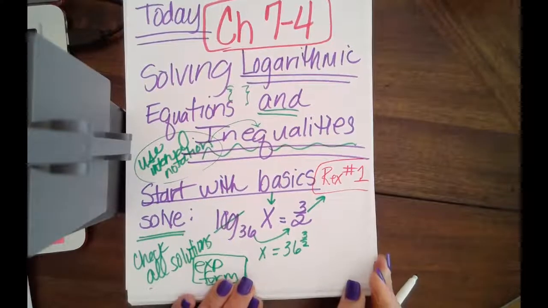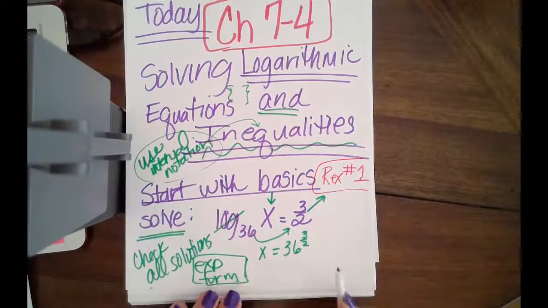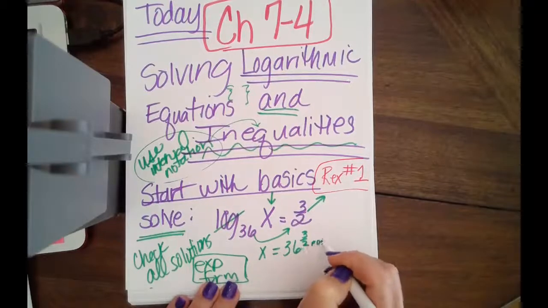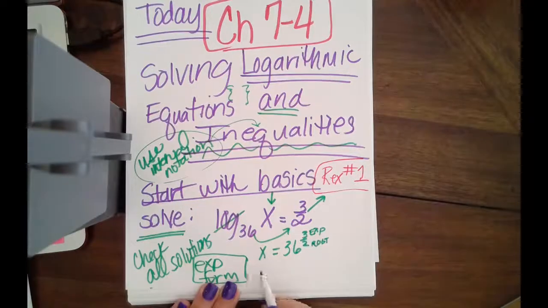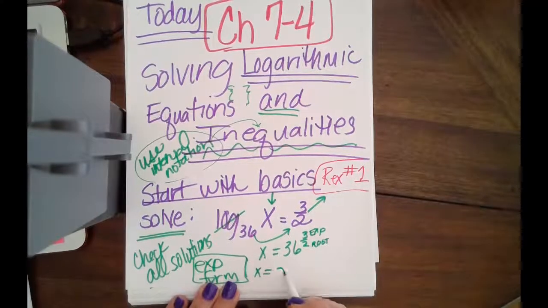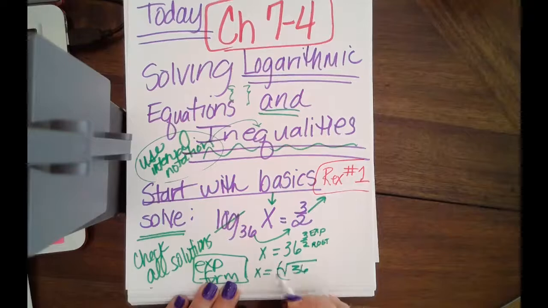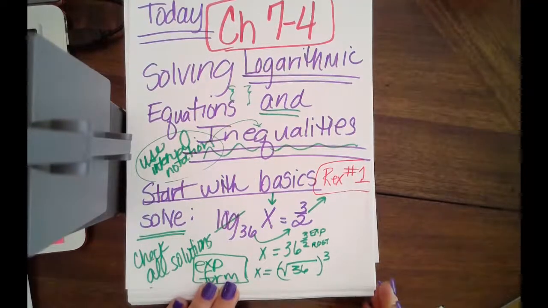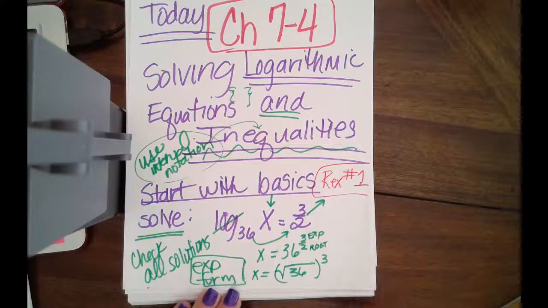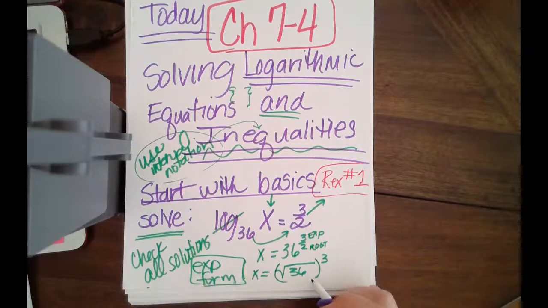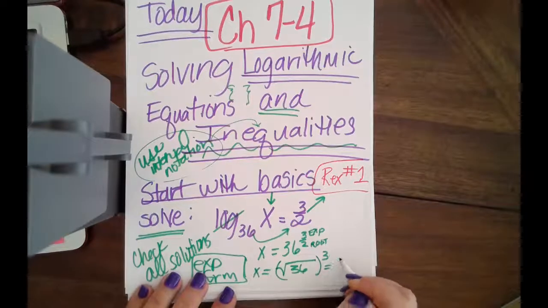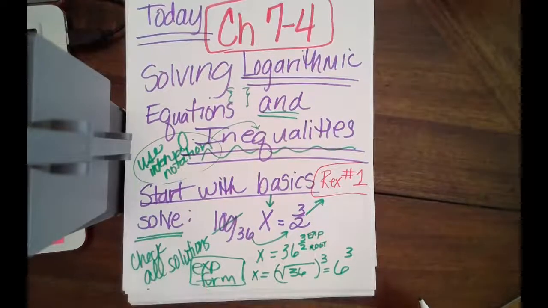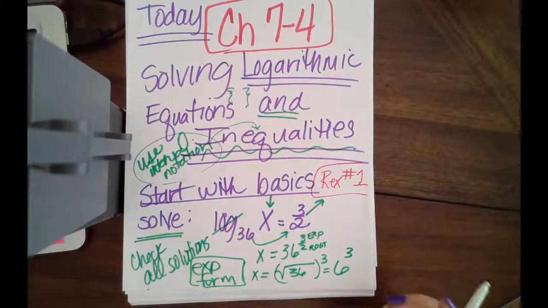From our rational exponent lessons, we know that this is the same thing. This is the root, and this is the exponent. So basically x is equal to the square root of 36, to the 3rd power. The square root of 36 is 6, so x is equal to 6 to the 3rd power. And if I'm not mistaken, 6 to the 3rd power gives us 216.